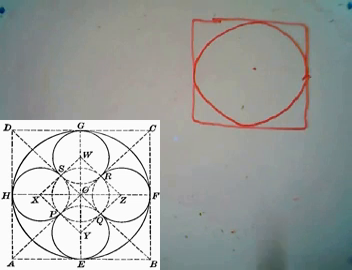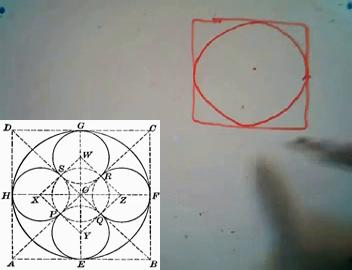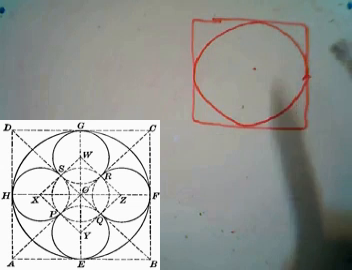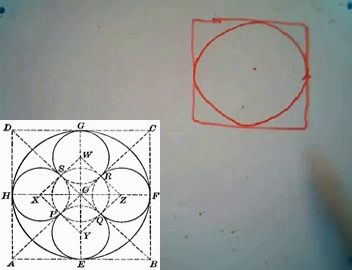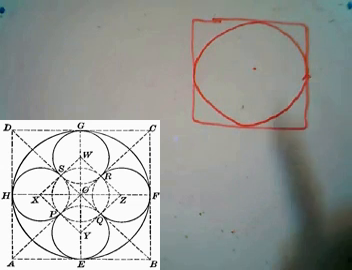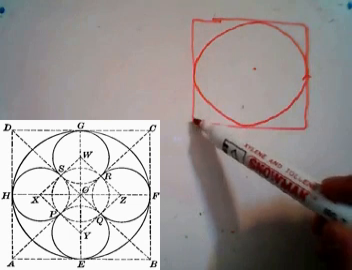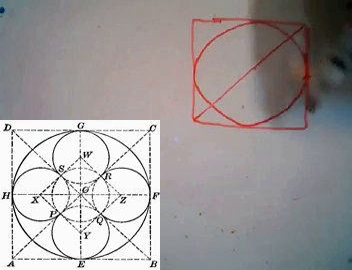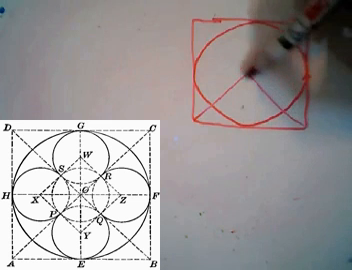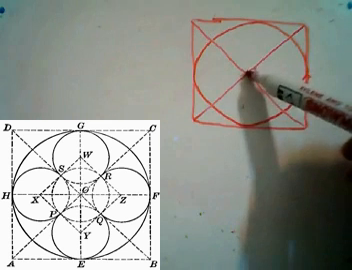Here we circumscribe a square around the circle, around the big circle. And this is one way. Maybe there are other ways. This is one way. And then we draw the diagonals of the square. This is the center of the circle here.